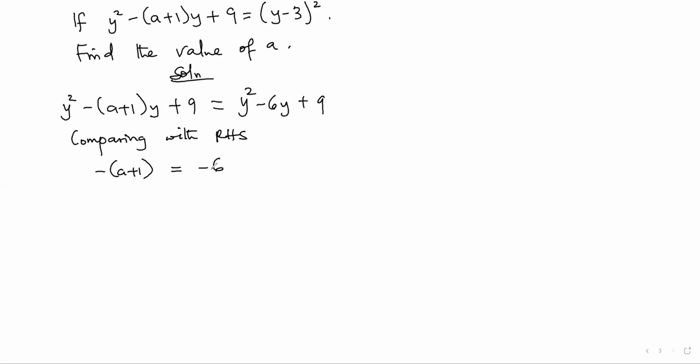So we make a the subject. This negative will cancel, because negative is here, negative is here. So it's dividing through by negative 1. It cancels, you are left with a plus 1 equal to 6. Then we make a the subject, which will be 6 minus 1. And a, therefore, is 5.